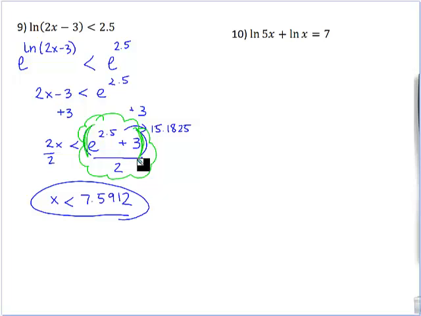And we will do one final example. Example 10. We have the natural log of 5x plus the natural log of x is equal to 7. Notice we have two separate natural logs here. We need to make them one. So we're going to use our properties of logarithms to do so. Since they are adding in between, that tells us that we would multiply them. So we would have the natural log of 5x times x, or the natural log of 5x squared is equal to 7.